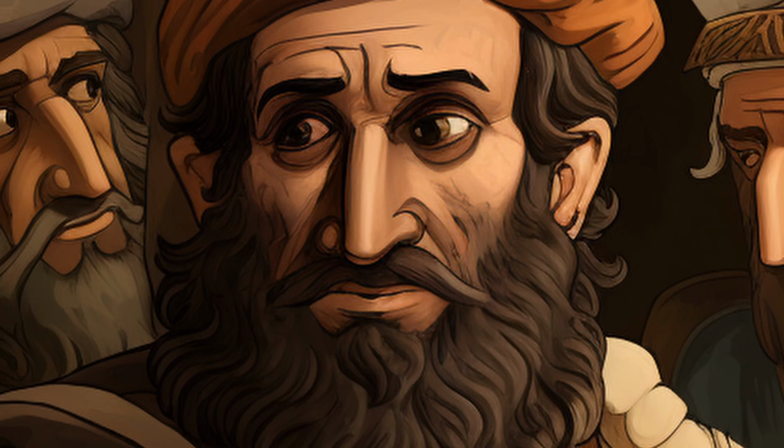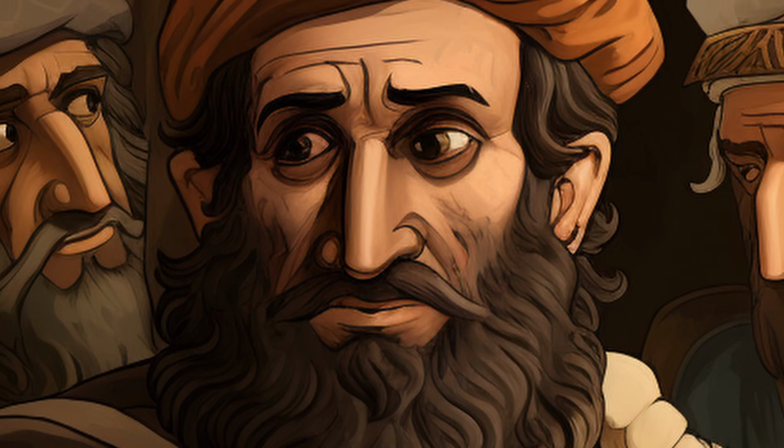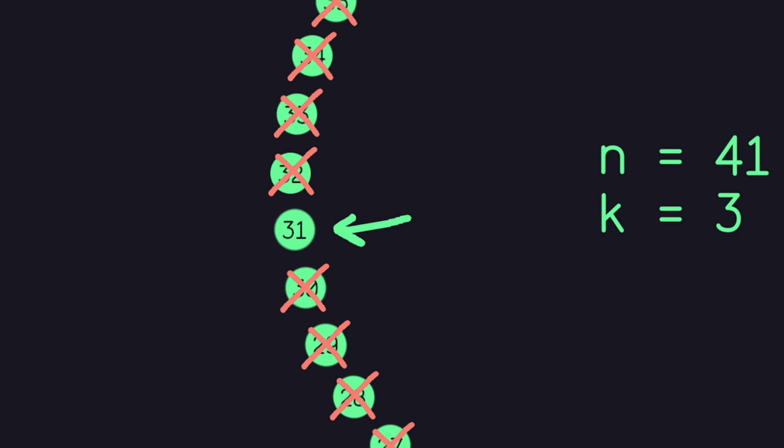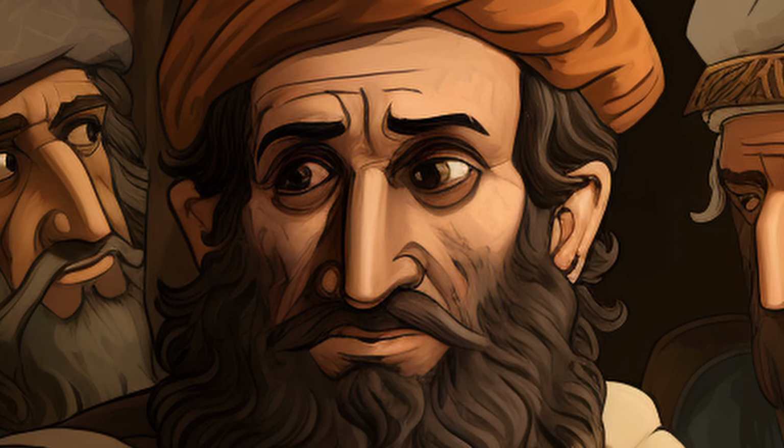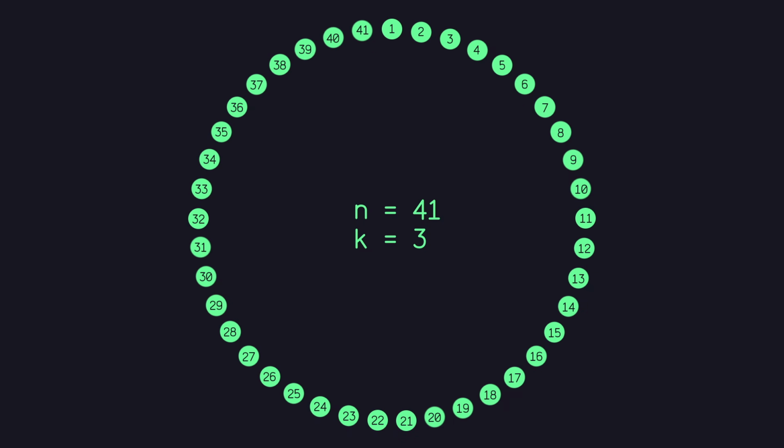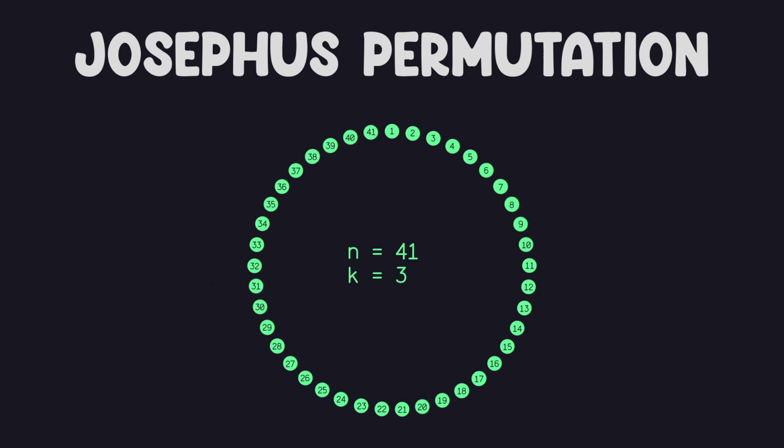Josephus, deciding he'd rather surrender, needed to quickly figure out which position he should stand to be the last person remaining so that he could just surrender. This is a very famous computer science and mathematics problem called the Josephus Permutation, to try to calculate where the last position is given the number of soldiers and the integer k.